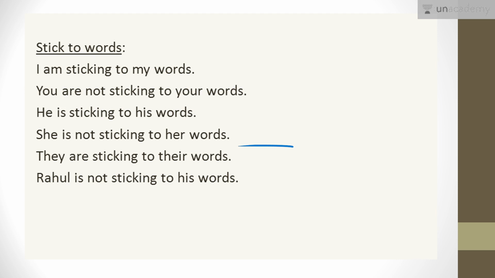Okay, now if I'm talking specifically about someone, then I would say Rahul is not sticking to his words.